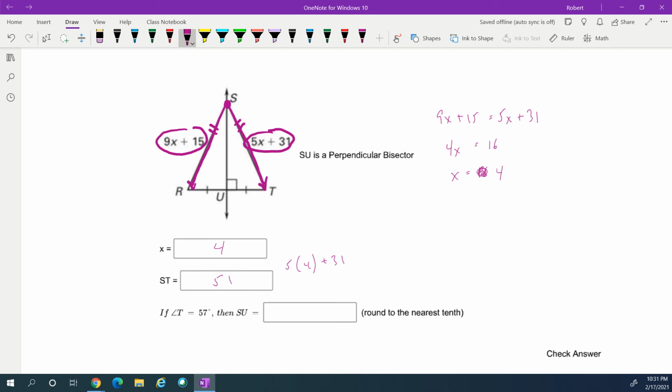Now we're asked, if angle T is 57, then we want to find SU. So angle T is 57. Redraw the picture. And in fact, again, here we have to use some problem-solving skills. We have our angle of 57 degrees. We know ST is 51. And we are looking for SU.